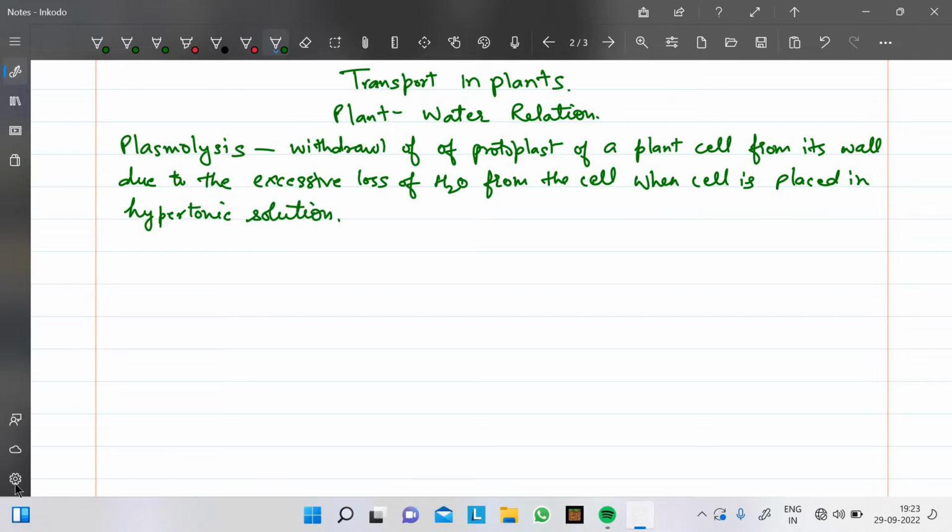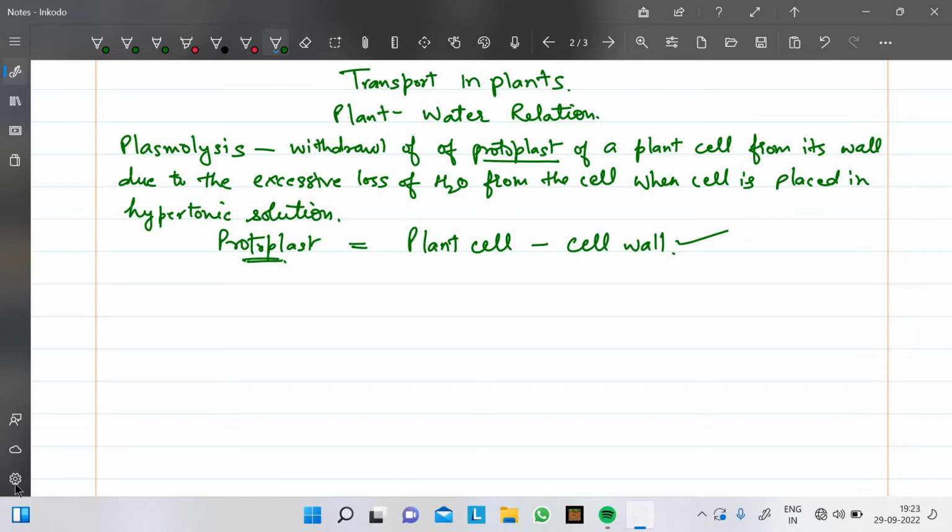Okay, first of all, let's discuss what is protoplast. Protoplast is plant cell minus cell wall. We know that a plant cell is surrounded by a thick cell wall. If we remove this cell wall, the structure left after removing it, we call it protoplast. Clear?